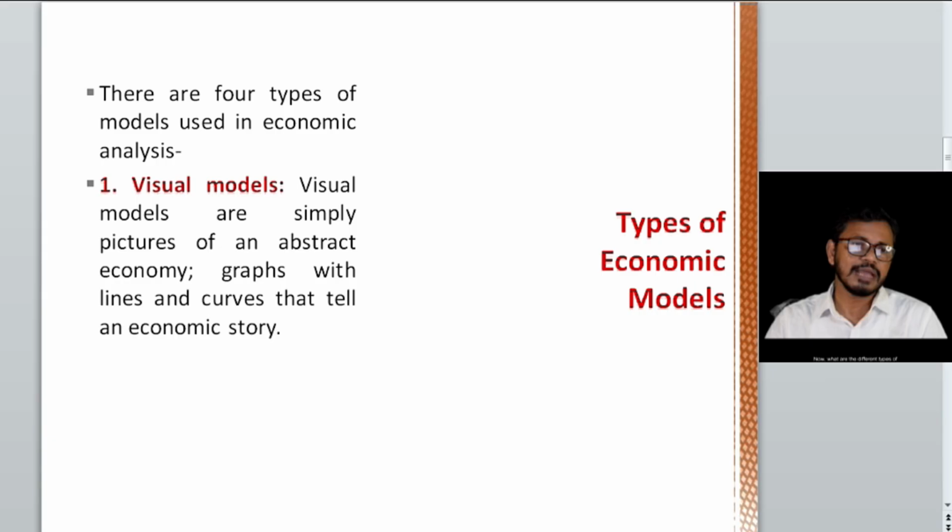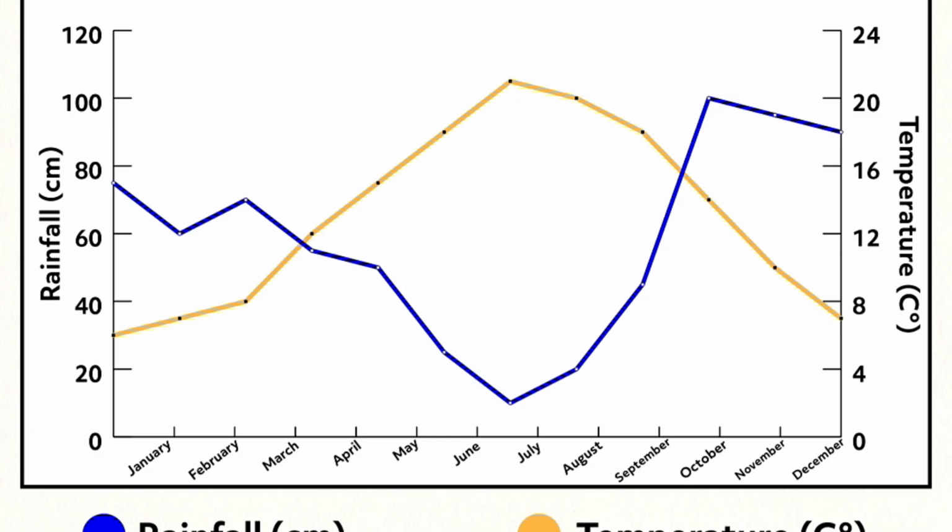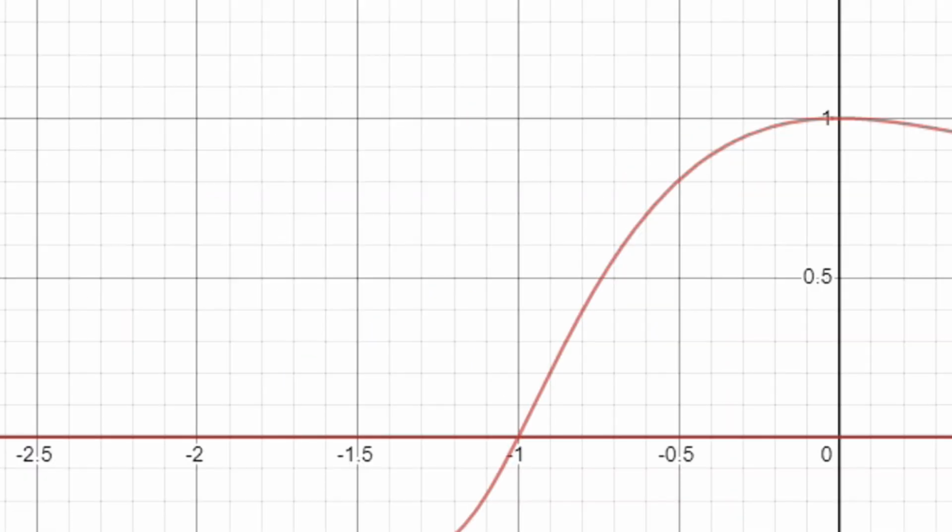Now, what are the different types of economic models? Basically, there are four different types of economic models. So, first of all, the visual models. What are visual models? Visual models are simply pictures of an abstract economy, graphs, lines, curves that tell an economic story or economic phenomenon.